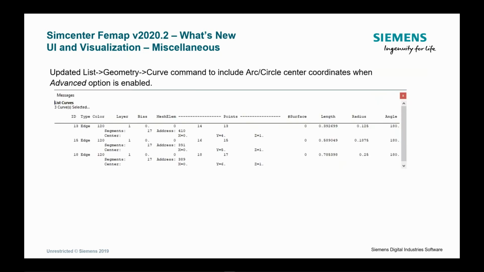Some more updates: if you're trying to find the center of an arc or a circle, I think previously you had to either select the center and measure, or create a point at the center of the circle. And now, if you have the advanced option enabled, it will automatically list the center of your arc or circle if it is an arc or a circle.